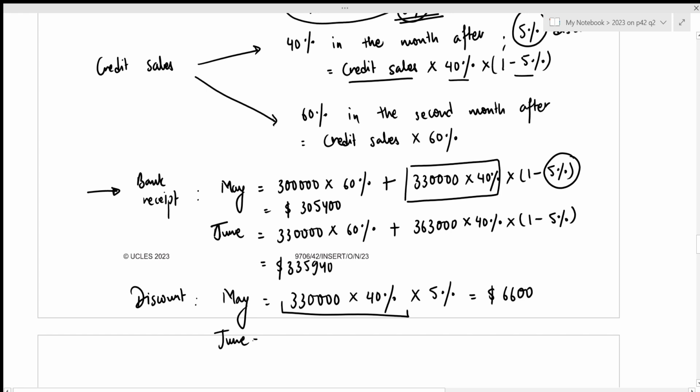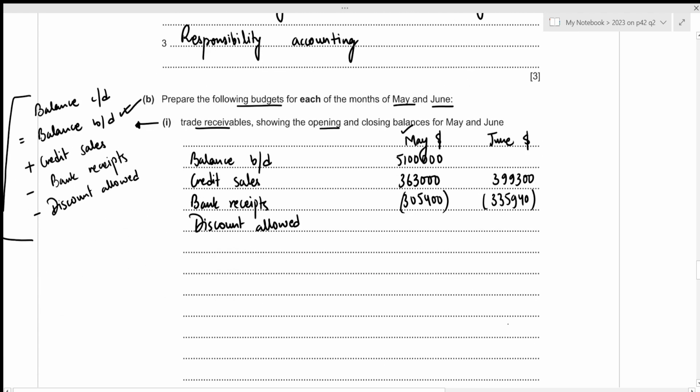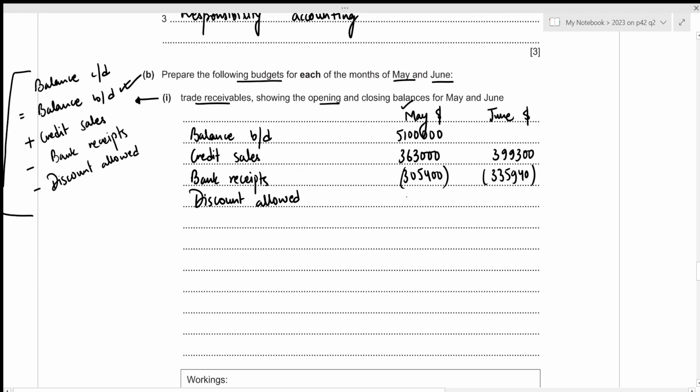Similarly, in the month of June, discount is being allowed on 40% of 363,000. Again, the discount rate is 5%, so that's just going to be 363,000 times 40% times our rate of discount, which gives the value to be 7,260. Let's write it down. So for May, that was 6,600. And for June, it was 7,260.